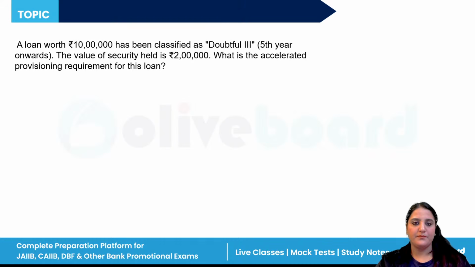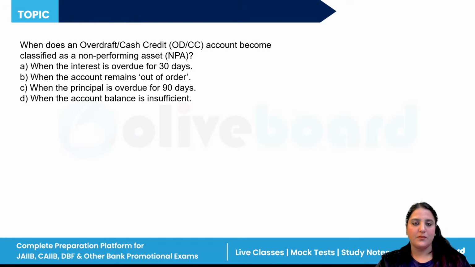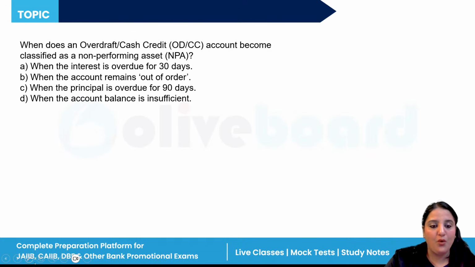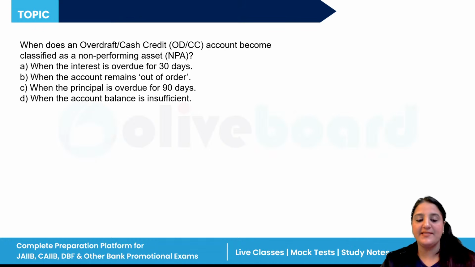Then, when does an overdraft cash credit account become classified as an NPA?